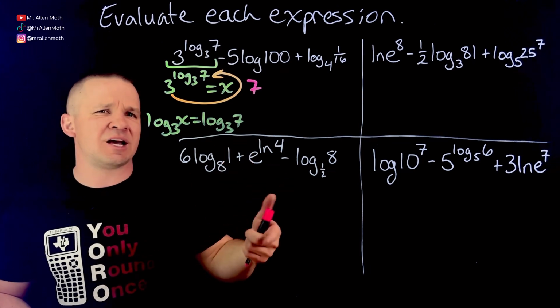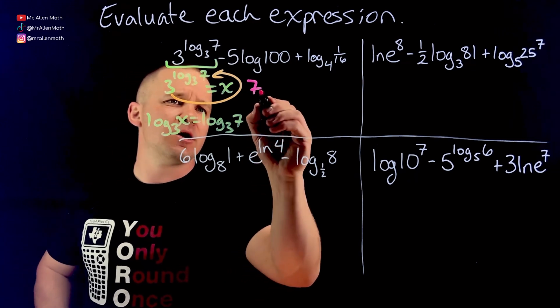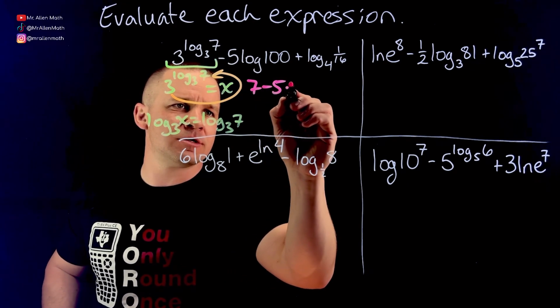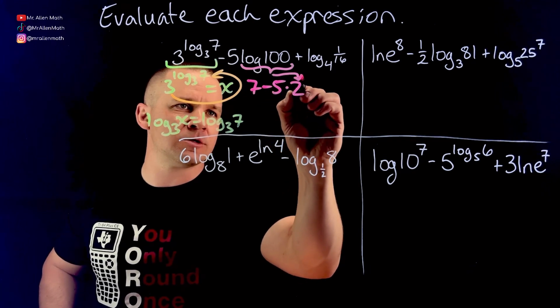Well, what is log base 10 of 100? It's 2, right? Because 10 to the second power is 100. So we'll do minus 5 times 2. This right here is equal to the 2.